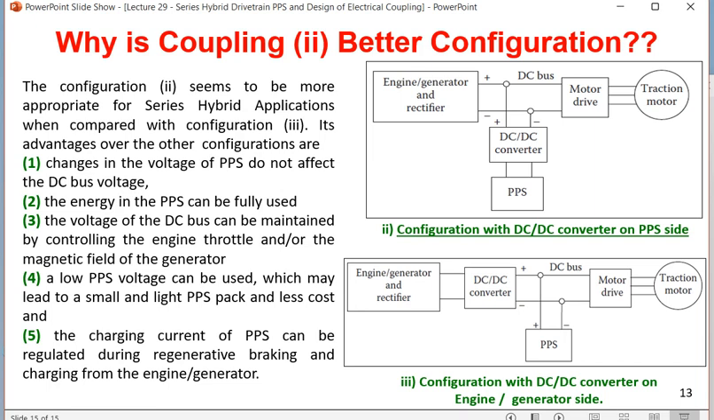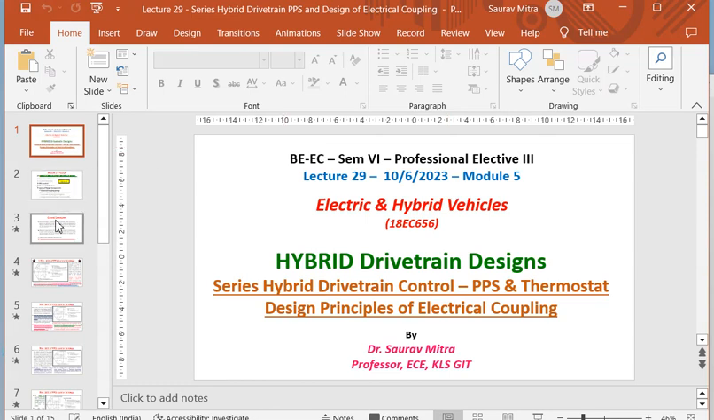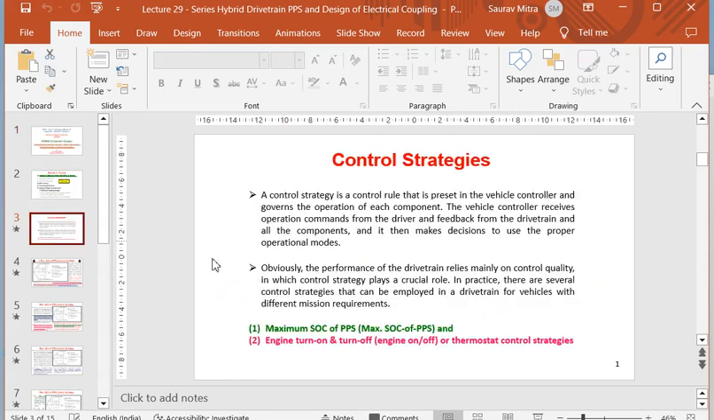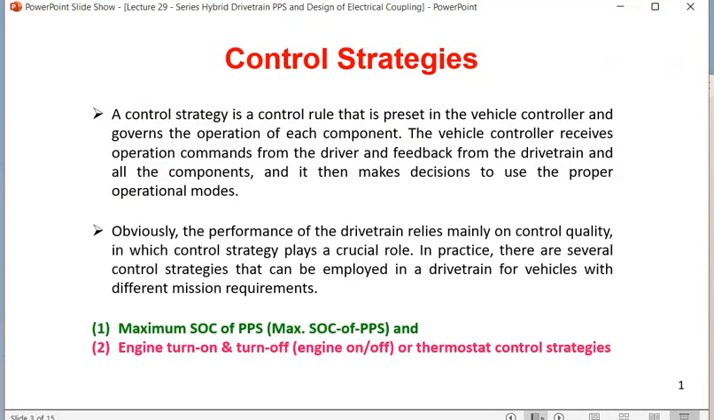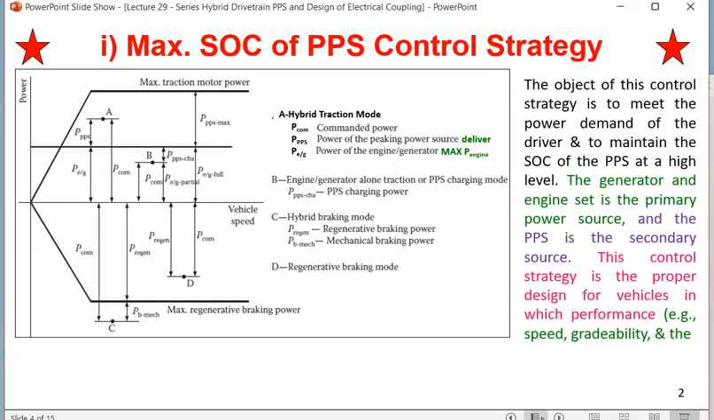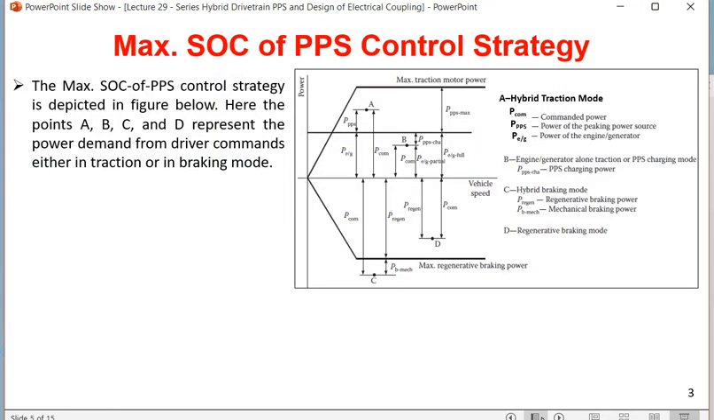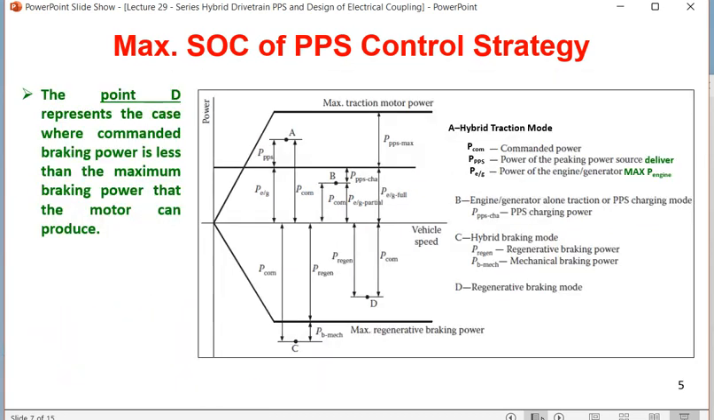So mainly 4 questions can be asked in this whole thing. The first question which can be asked very sincerely is what can be the types of series hybrid electrical power control. So there are mainly 2 strategies. One is maximum SOC, another is thermostat based turn on turn off. Then one 10 mark question can be asked on this max SOC and PPS control strategy. You have to explain all these A, B, C, D, all 4 things with respect to the graph.